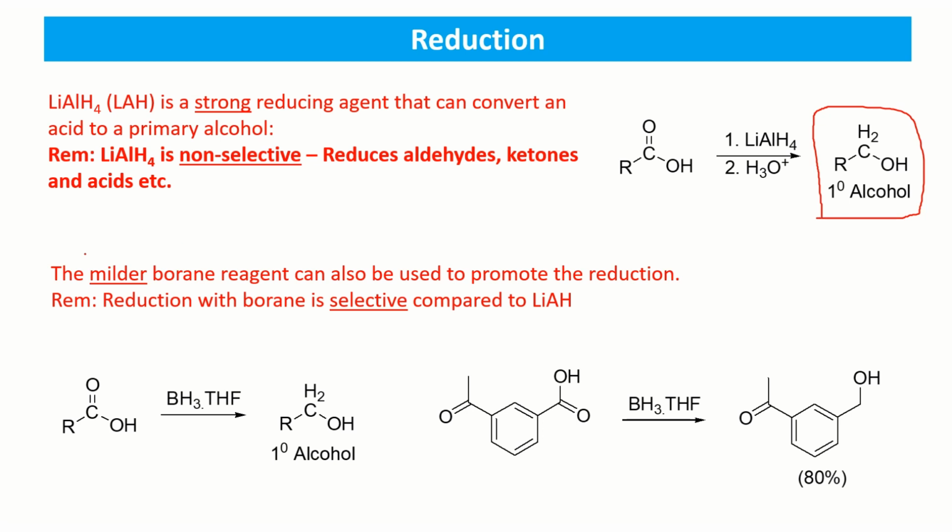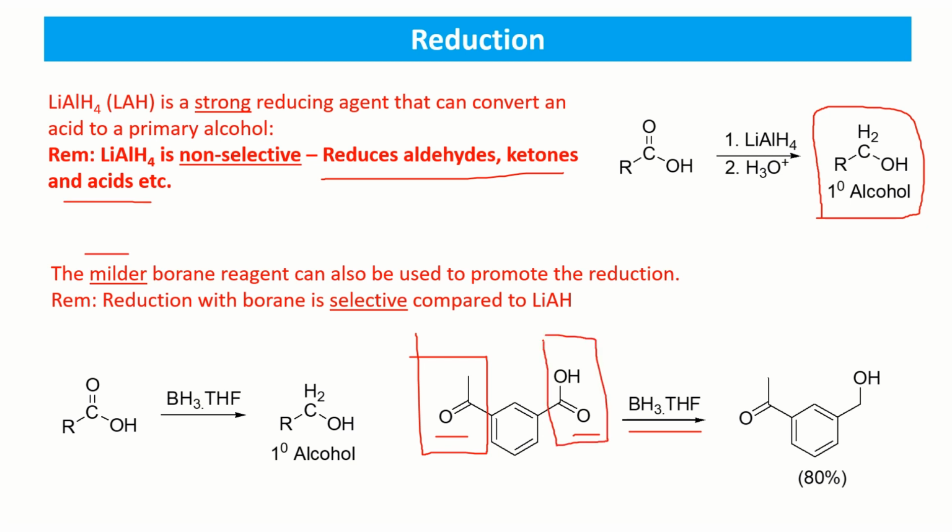We could use a milder borane, and it's much more selective compared to lithium aluminum hydride, because unlike lithium aluminum hydride, which reduces everything on the planet, here the borane, given the option between an acid and a ketone, is sterile to the ketone, and so it only reduces the acid portion of this molecule.